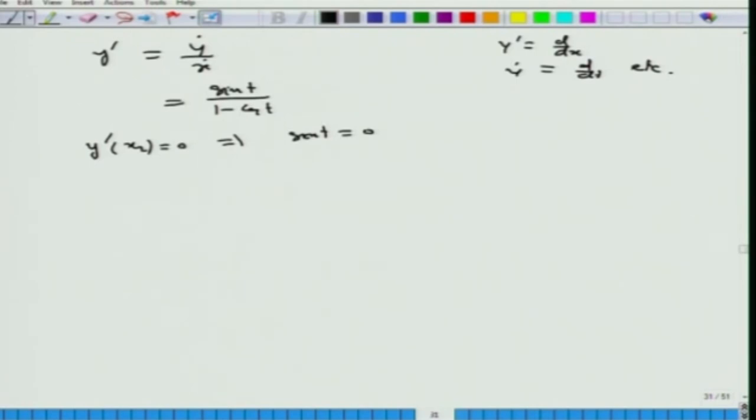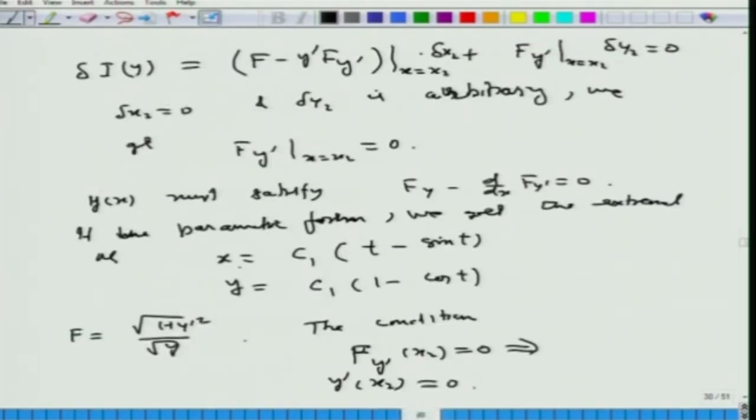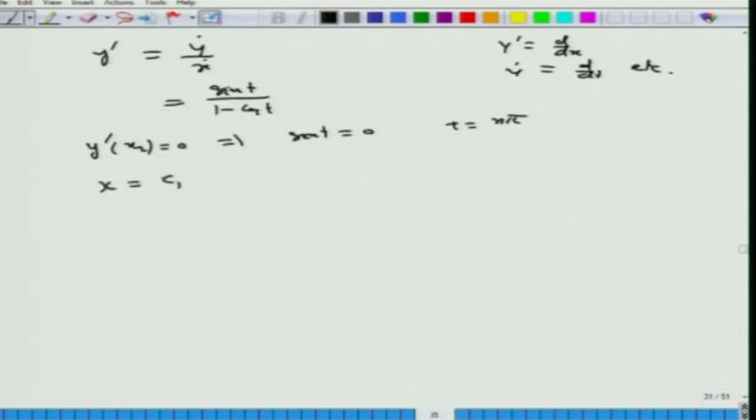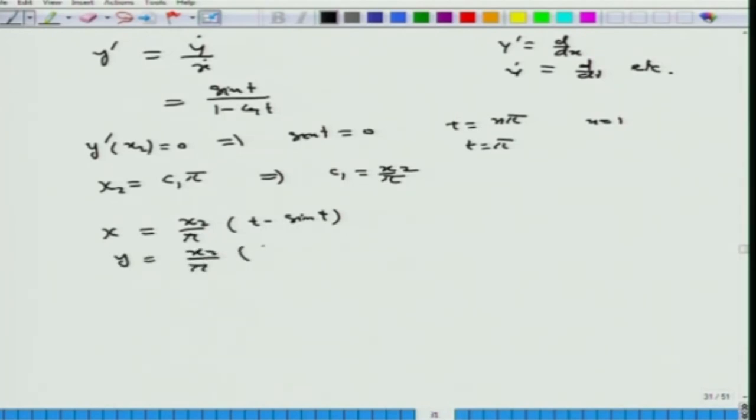And so, we get t equal to n pi. So, from the first equation x equal to c1 (t minus sin t). The first solution we will take is n equal to 1, so t equal to pi and x equal to c1 pi. Here x2 equal to c1 pi, and so c1 equal to x2 over pi. So, x equal to x2 over pi (t minus sin t) and y equal to x2 over pi (1 minus cos t). So, that is what we will get as the extremal in terms of x2 here.